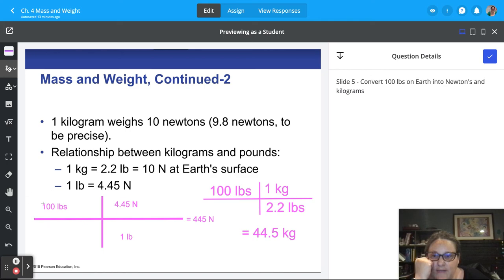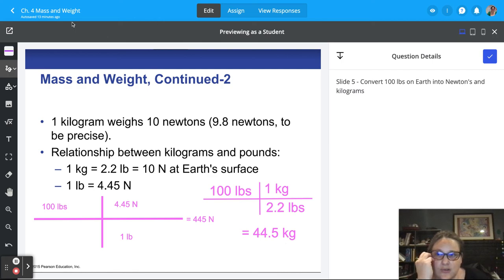So this is showing here, if I have 100 pounds, there's 1 pound per 4.45 newtons. So 100 pounds would be 445 newtons. Just to give you an idea, if you are using newtons, it's going to be a lot bigger than you think it is. Someone weighing 100 pounds would be 445 newtons. If I'm converting 100 pounds into kilograms, 1 kilogram is equal to 2.2 pounds on our surface, and that gives us 44.5 kilograms.